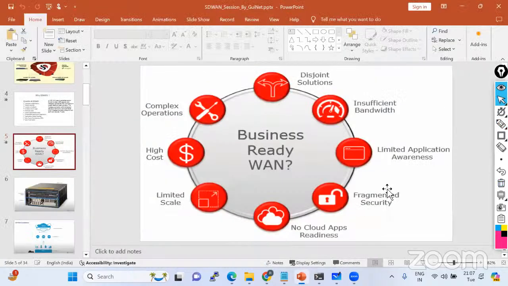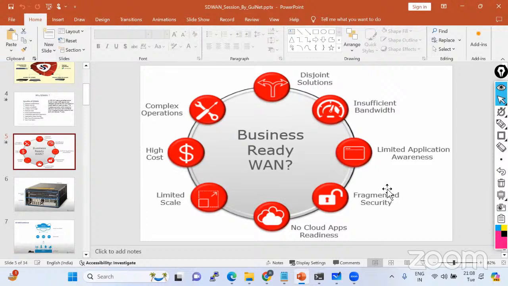So that's my fragmented security: some security in the branch location, some in the data center, some in the hub location, some in the cloud providers. That's not a good idea. You have to check a lot of things across the different security parameters. But if I purchase the SD-WAN solution, every security feature is available in the box itself. You just have to enable it, and your work is done.